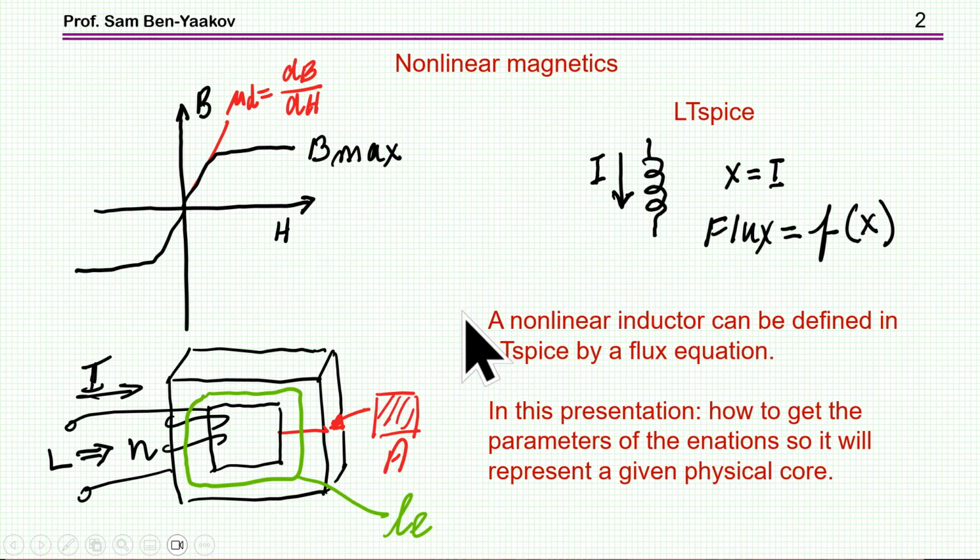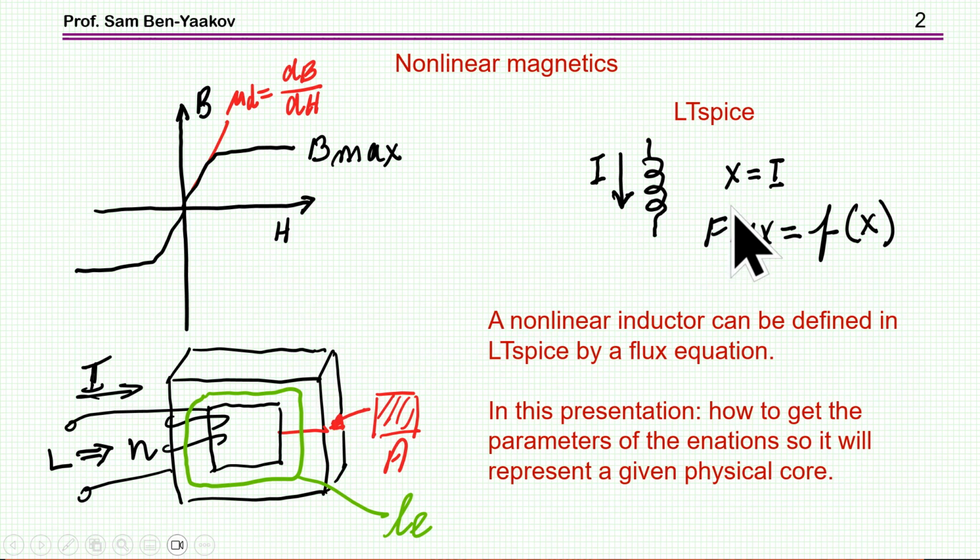The problem that I'm addressing in this presentation is simulation of an inductor. Here I'm showing just a simple inductor, assumed to be at this stage without a gap, and the ferrite has some BH curve, which is of course nonlinear. The purpose is to develop a model that will take into account the nonlinearity of the ferrite when running a simulation by LTspice.